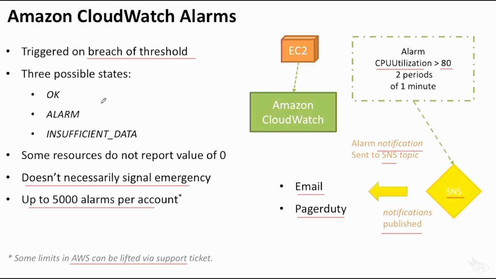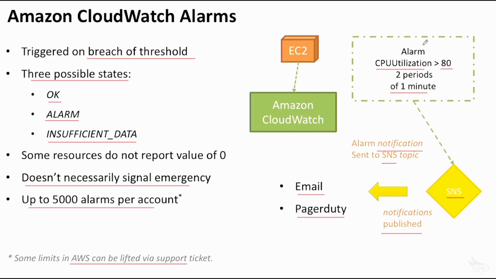One more point to make here is that Amazon CloudWatch alarms can exist in one of three possible states. The OK state means that everything is okay. In the case of this alarm here, the CPU utilization is less than 80%, and it has been for some time. An alarm state, again, doesn't necessarily mean that something's wrong. It just means that our metric has been above or below the threshold that we've set for whatever period we defined. And then, of course, insufficient data just means that we don't know yet.